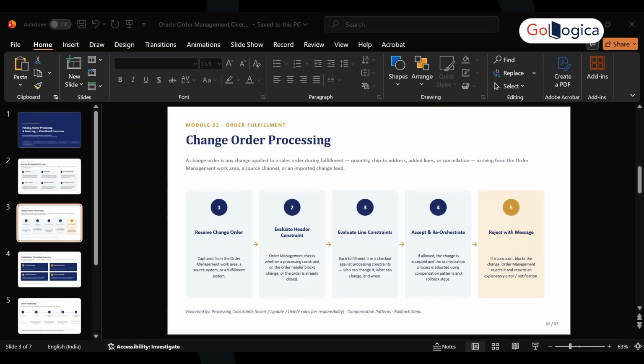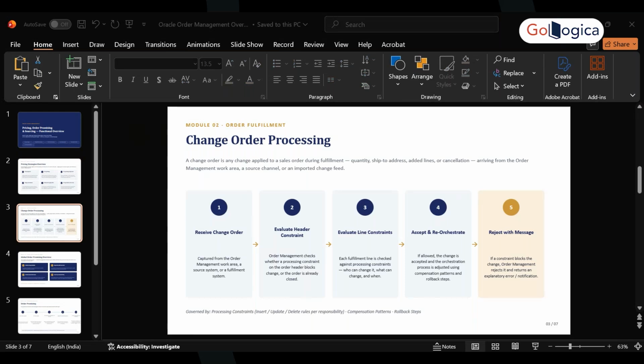So instead of creating a brand new sales order, Oracle allows authorized users to modify the existing order through change order processing. However, Oracle does not allow every change at every stage. Before accepting any modification, the application verifies whether the requested change is allowed according to the predefined business rules, that is known as processing constraints. And this ensures that the order integrity is highly maintained and no unauthorized changes are made during the fulfillment.